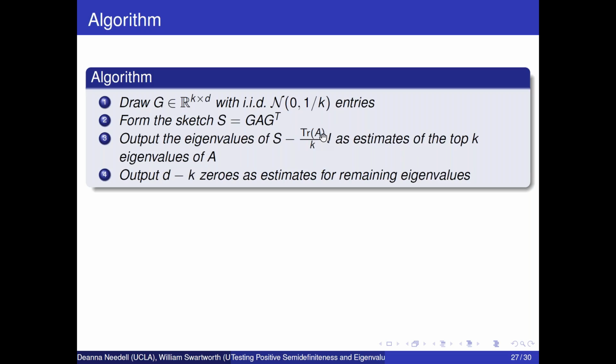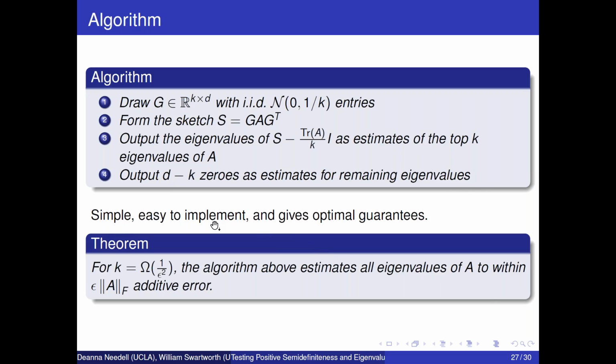So you subtract the trace of A, and actually you subtract the trace of A over k, because these Gaussians had variance 1 over k. Whatever. You take your sketch, you subtract the multiple of the identity, and you just output the top k eigenvalues of your sketch. Those are estimates for your actual top k eigenvalues of A, and you output zeros for all the remaining eigenvalues. This is simple, easy to implement, and gives optimal guarantees.